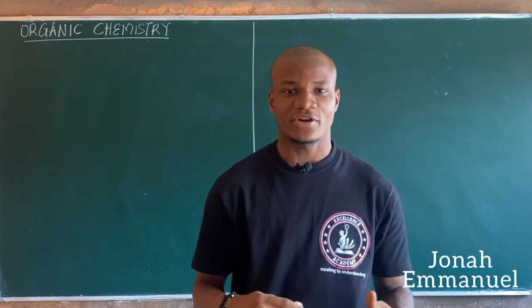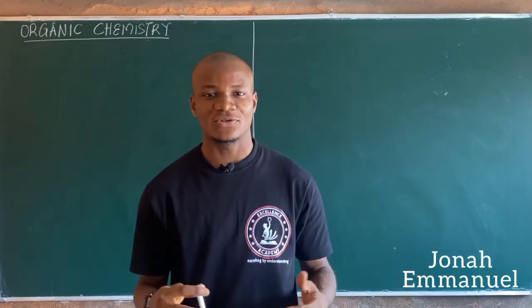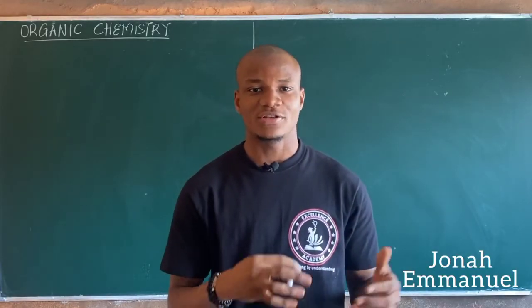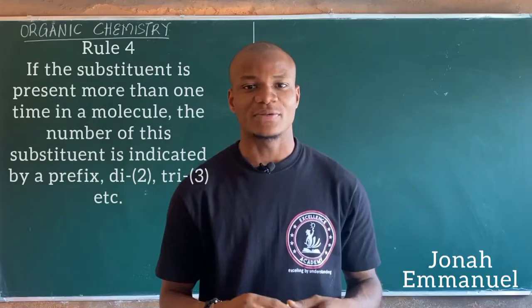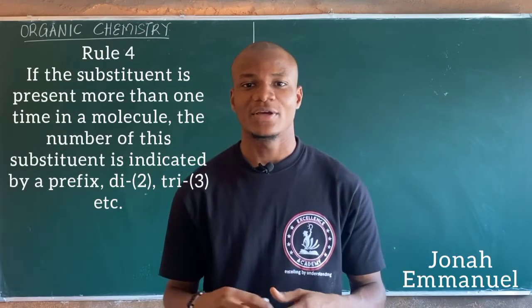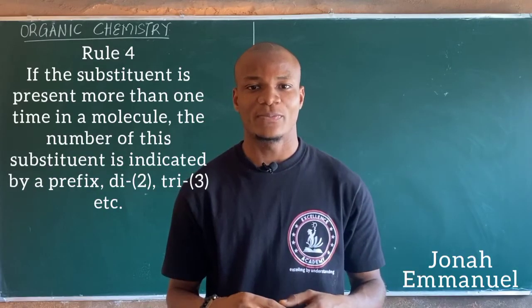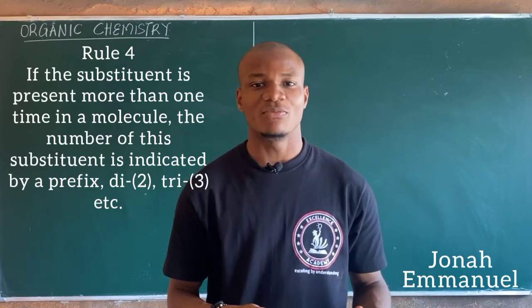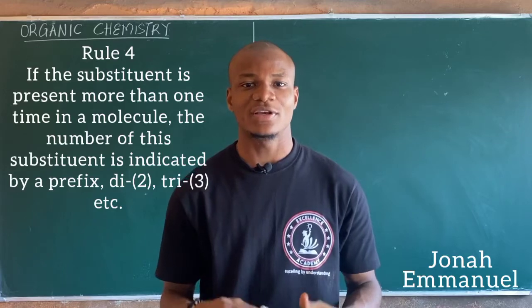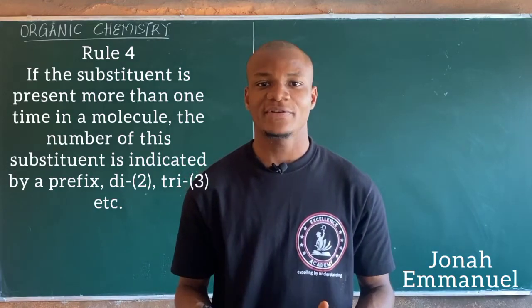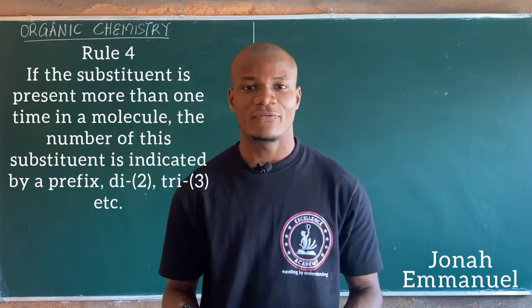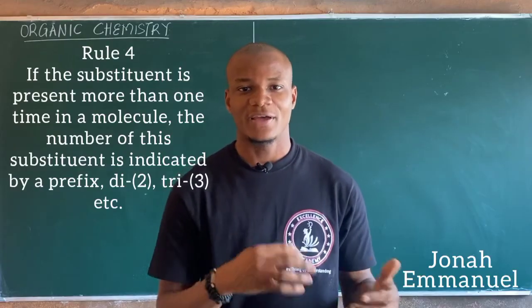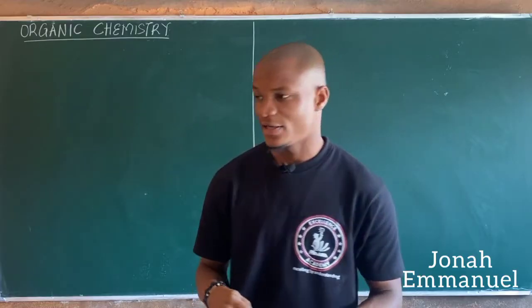For today, we're looking at 3 more rules that guide our ability to name organic compounds, starting with the 4th rule. If the substituent is present more than one time in the organic compound, then the substituent must be represented using a prefix. The prefix is di for 2, tri for 3, tetra for 4, penta for 5, hexa for 6, and so on.